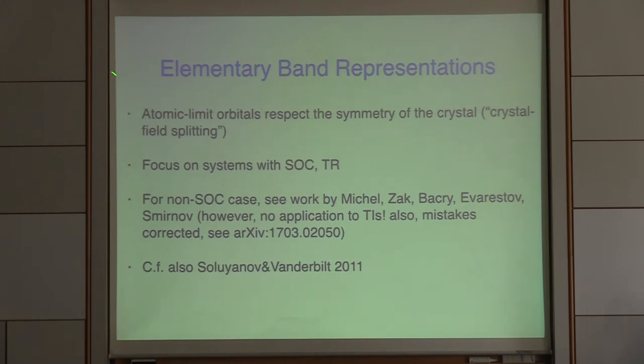And what they set out to prove, actually, is that these elementary band representations are all connected. So in the Brillouin zone, you can think of bands as a representation. And what Zak, Michel, Zak and Bacry and a lot of people set out to prove is that they're all connected in the Brillouin zone. Now, of course, by setting out to prove this, they missed topological insulators, but you know, they were very close.